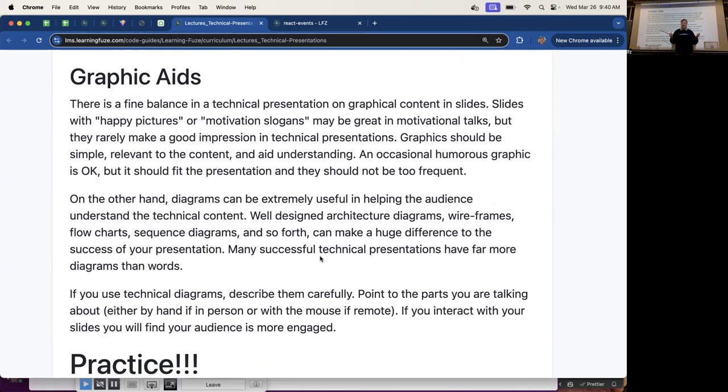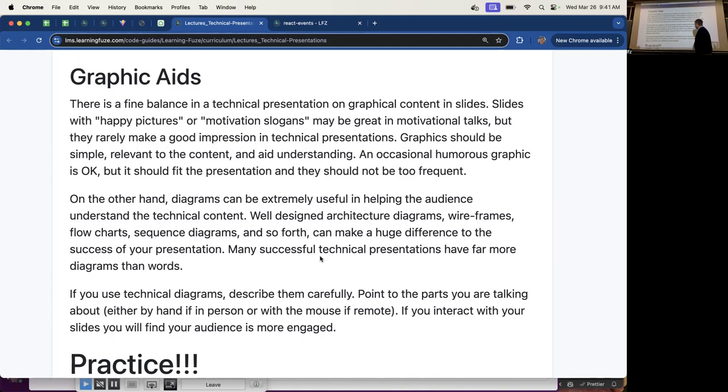For some reason, I guess since we write code all day, we like text. So we see a lot of text. However, technical diagrams are incredible at helping people understand what's going on. So, architecture diagrams, interaction diagrams, flow charts, things like that can often help. They're very, very useful for explaining and describing and helping people understand technical content.